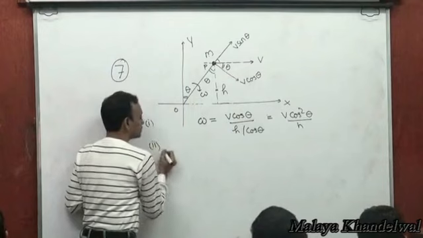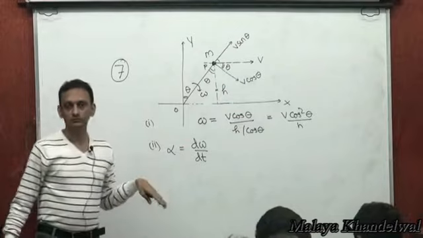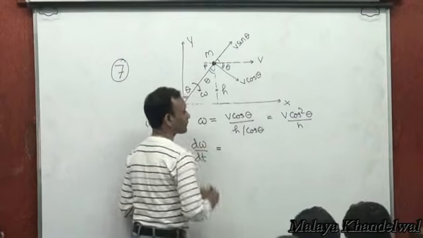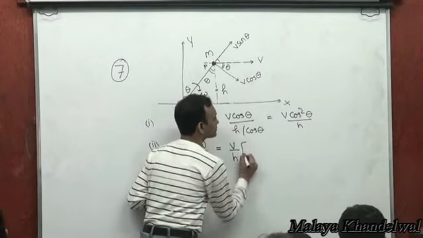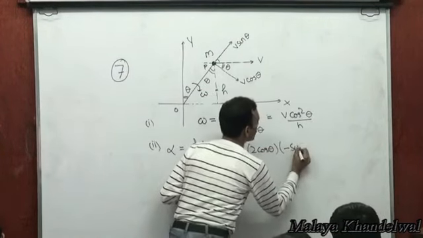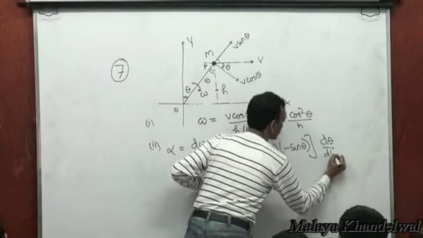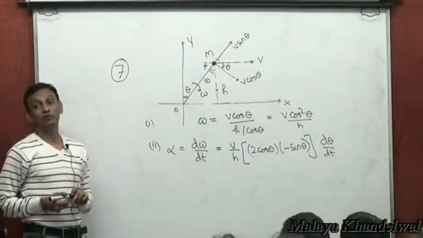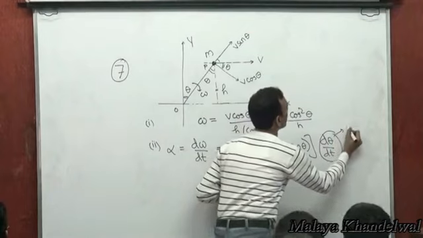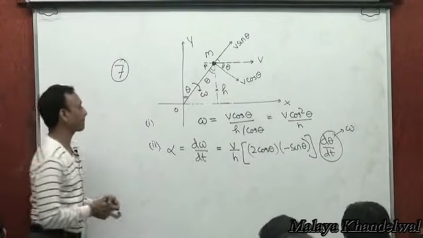The alpha will be d omega dt. Alpha would be d omega dt, yes or no? Which should be V by h, 2 cos theta minus sin theta, d theta dt. That's angular acceleration. But what's d theta dt? Omega. D theta dt is omega. So you can plug in omega from 1 and you can get angular acceleration alpha. Clear?